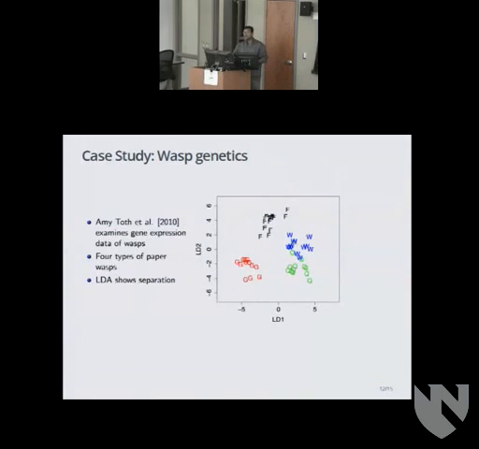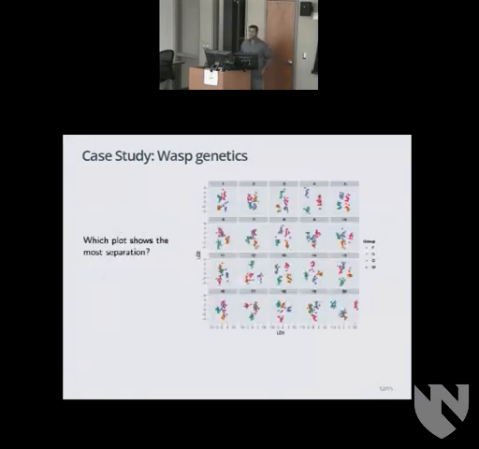I can put some red in here. I can put some blue in here. I can put some green in here, right? So I can randomize the color code of the wasp, right? So what we did here is we randomized the color information of the wasp, and then we did that linear discriminant analysis and generated this plot. And we did that many times, right? And then we obtained this lineup.